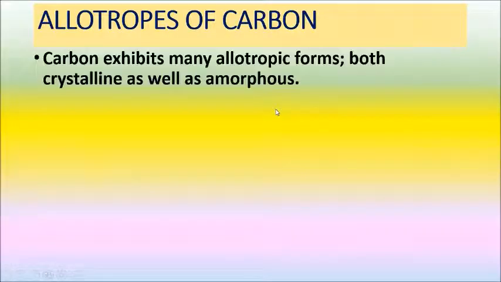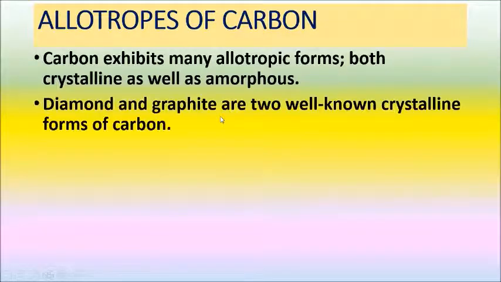As we know, elements having different physical properties but the same chemical properties are said to be allotropes of that element, and the property is named allotropy. So carbon has different types of allotropes, that is, crystalline as well as amorphous allotropes. The crystalline forms are diamond and graphite, which are the well-known forms.